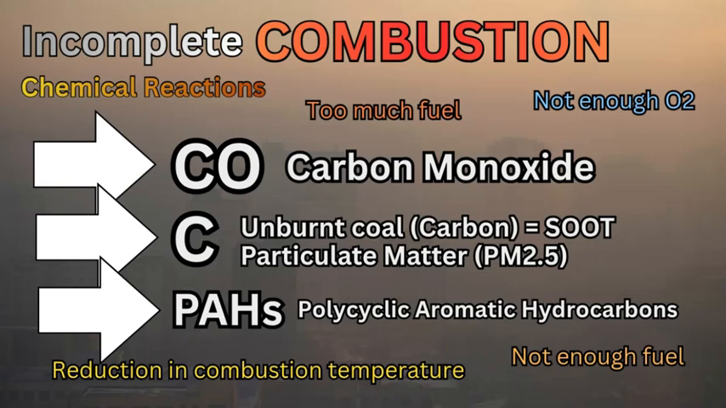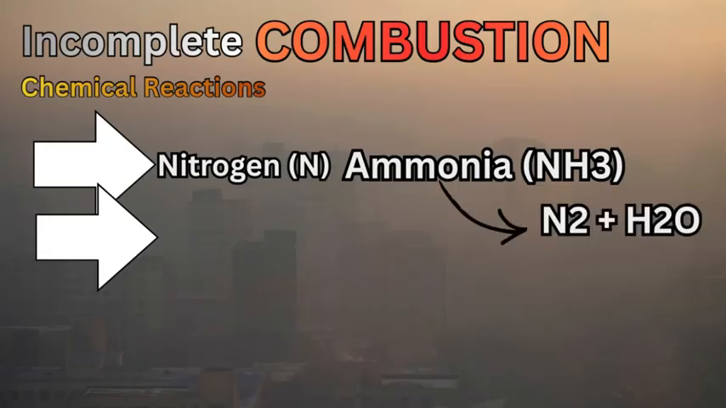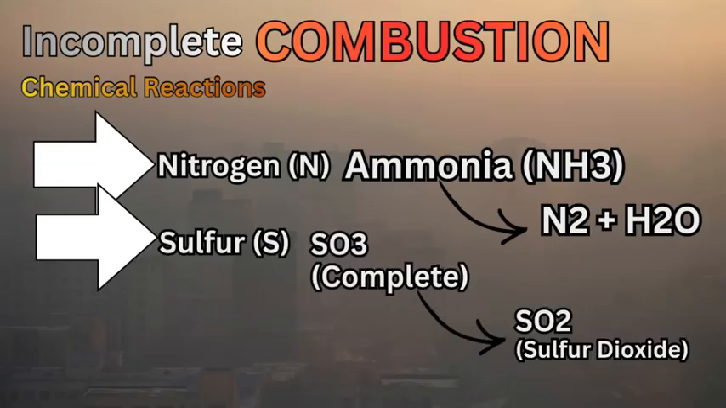In addition to carbon and the incomplete combustion of coal, you also have incomplete combustion with nitrogen in terms of ammonia, or NH3, which can turn into, through incomplete combustion, N2 plus water. And with sulfur, there is a regular combustion to SO3, but with incomplete combustion, it produces more SO2, or sulfur dioxide, which can be harmful in the environment.